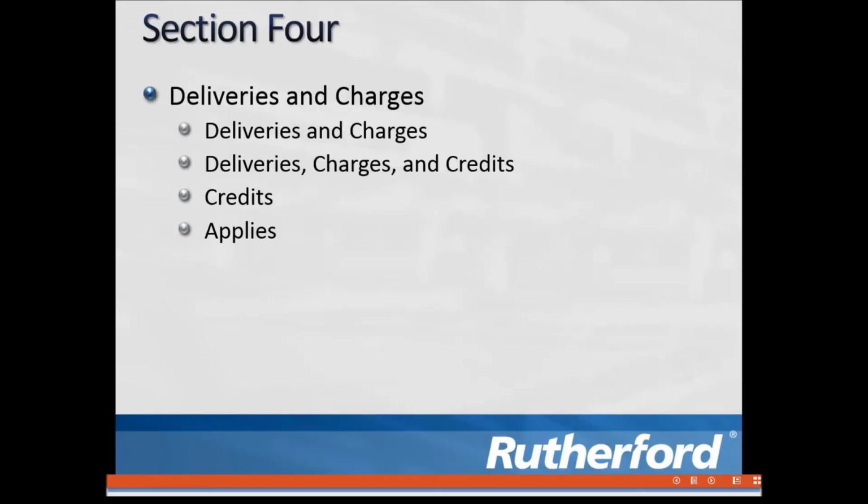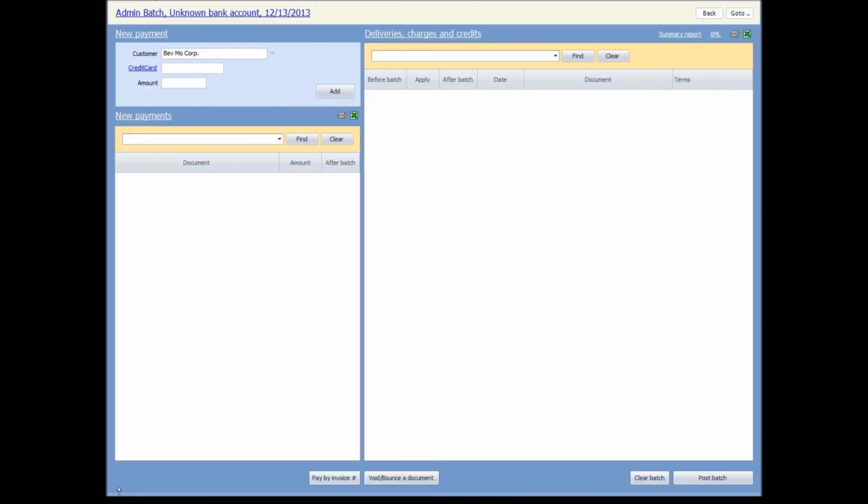Section 4 of the Payment Central screen is concerned primarily with deliveries and charges. You can select to see deliveries and charges, deliveries, charges, and credits, just credits, or all applications for the batch. As in the previous sections, to get to those choices, you click on the link at the top of the section and you can see those choices here. Once again, these choices will be determined by the batch type permissions.